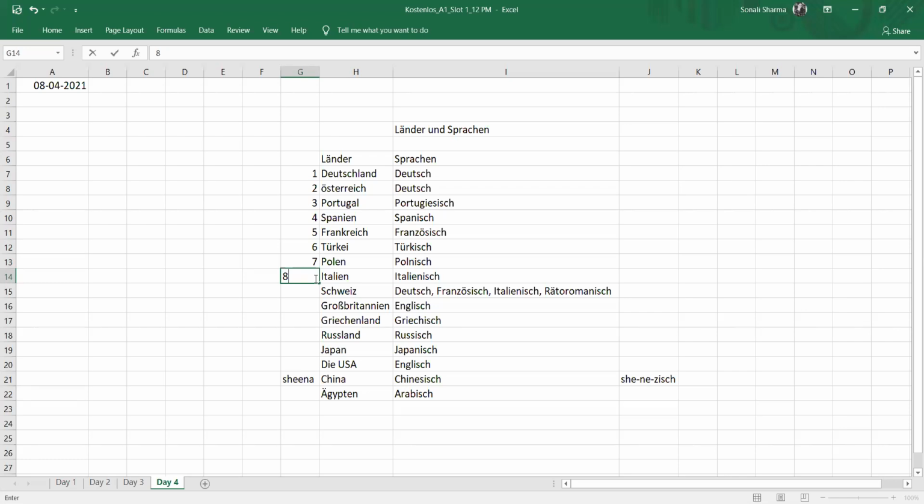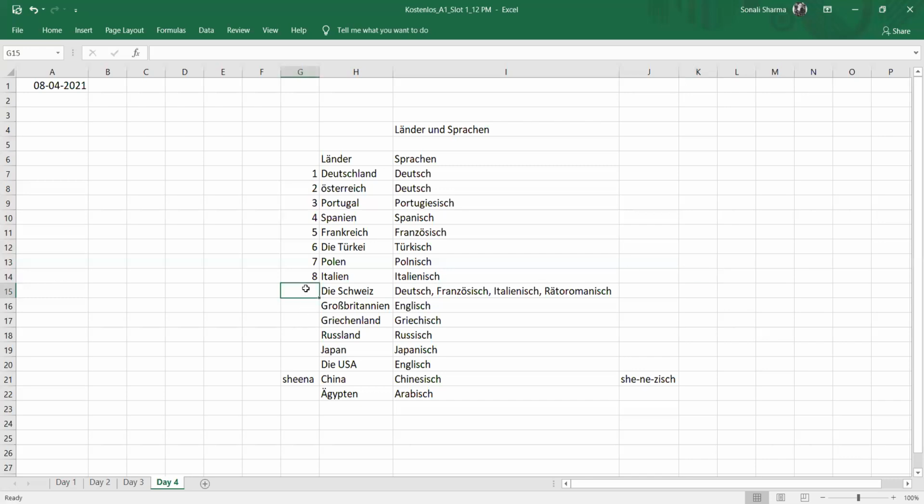Next one is Schweiz. For Schweiz, the languages are Deutsch, Französisch, Italianish, and Retro-Romanish. We also have the article for Schweiz as D. D Schweiz, D Türkei. Not most, but some countries have their article. D Türkei has the article, D USA has the article, D Schweiz has the article.